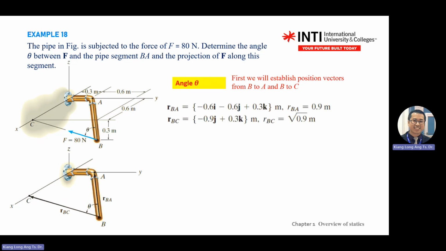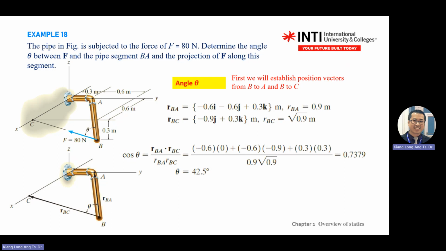So I assume you already know how to write the IJK for the R. Okay, then R_BA equal to 0.9. How to find 0.9? Square this one, square this one, square this one, square root. Do the same for BC. You're able to find the magnitude of R_BC. Again, square this one, square this one, square root. Okay. So once you find the two R, you find the cos theta.